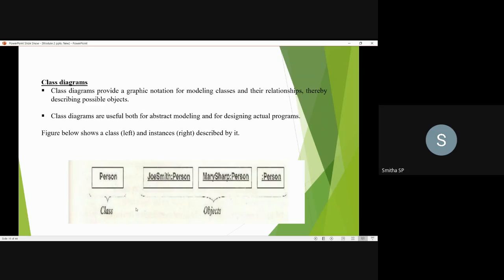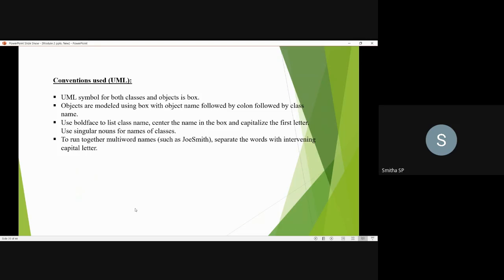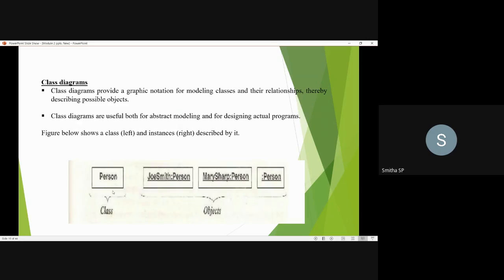Next, we shall see the conventions that are used. That is the UML conventions, Unified Modeling Language. UML stands for Unified Modeling Language. What are the conventions used to represent these class diagrams? The UML symbol for both classes and objects is a box. You can see here that classes and objects are both represented using a box. This is the UML symbol.